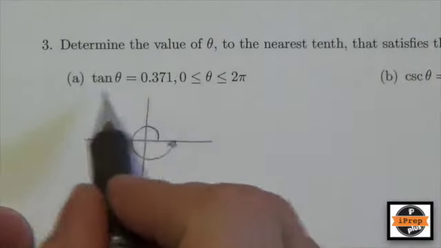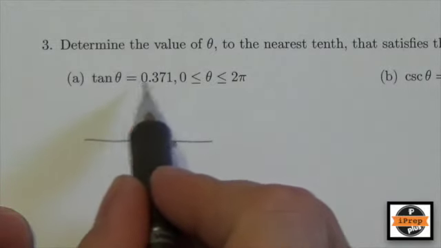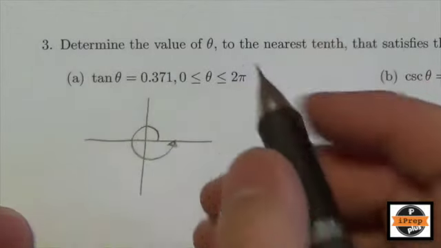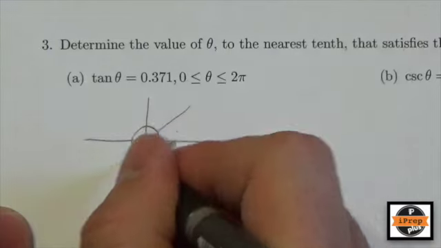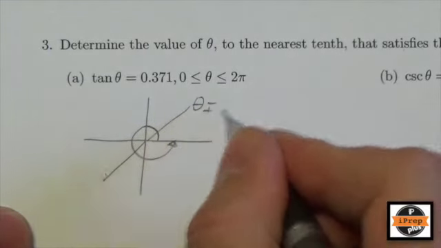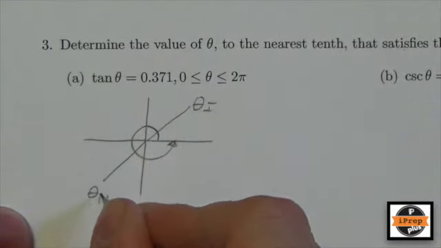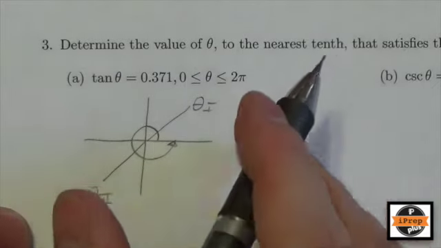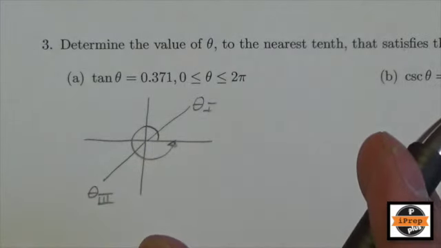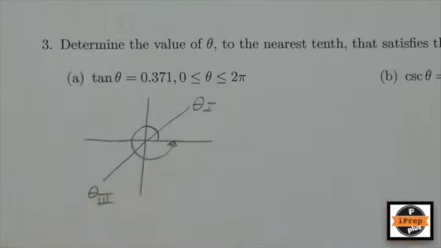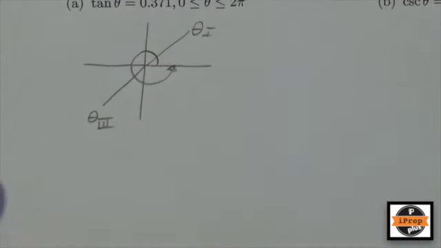Perfect. Now I look at the trig ratio. I notice that it's positive. Tangent is positive in quadrants 1 and 3. So I'm looking for a first quadrant angle and a third quadrant angle. And that's it. So I'm only going to get the 2 answers here. There's just those 2 solutions. Now what I want to do here is I want to get the reference angle.